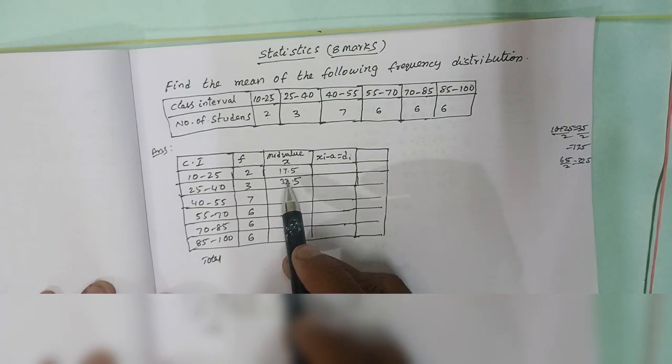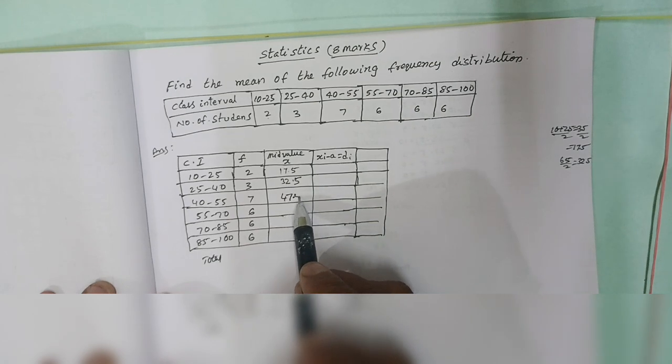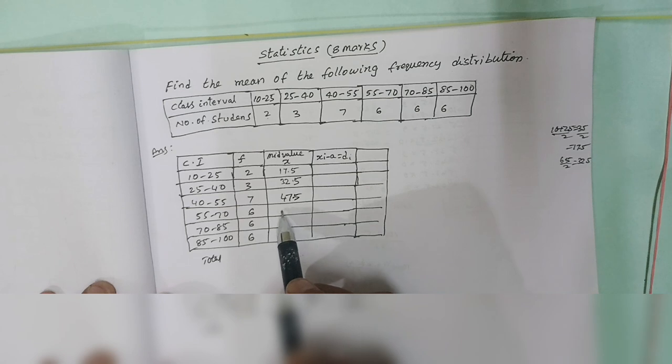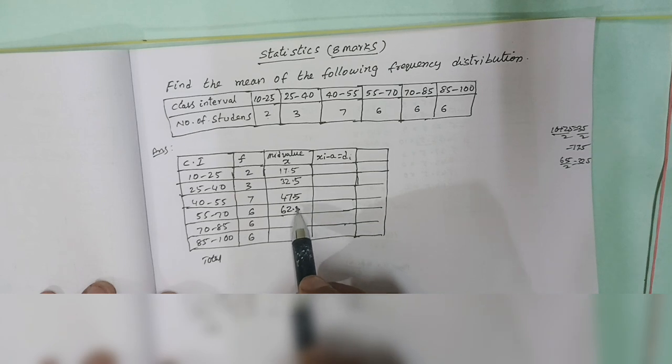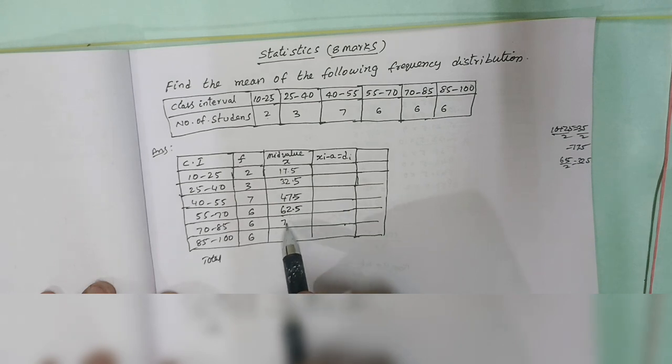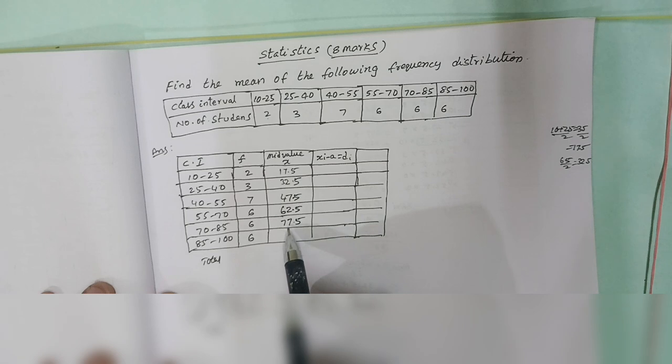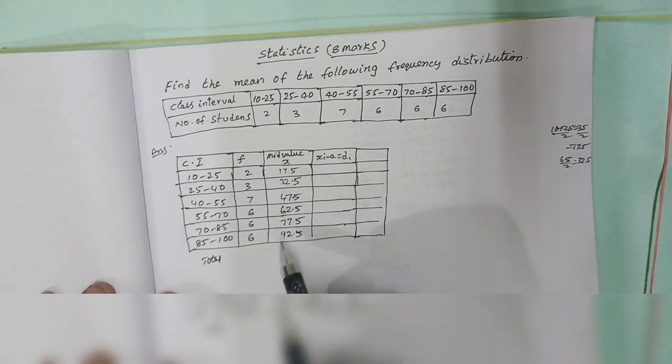Now add 15 to 17.5, that is 32.5. 32.5 plus 15 is 47.5. 47.5 plus 15 is 62.5. 62.5 plus 15, we have to add 15, right? That gives 77.5. To 77.5, if we add another 15, it is 92.5. These are the mid values.